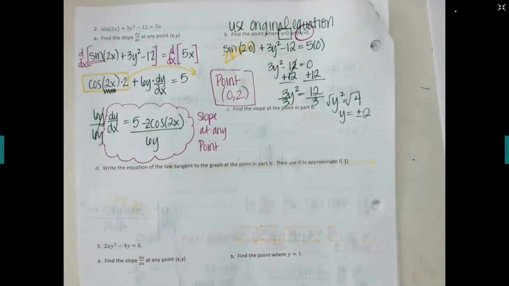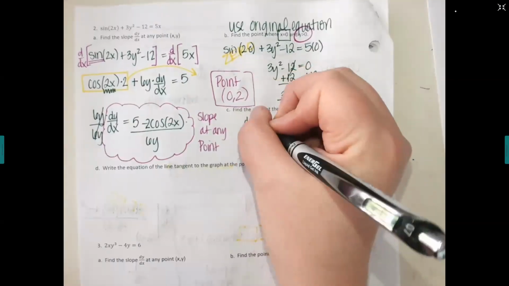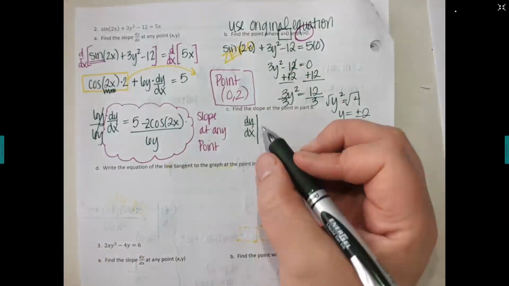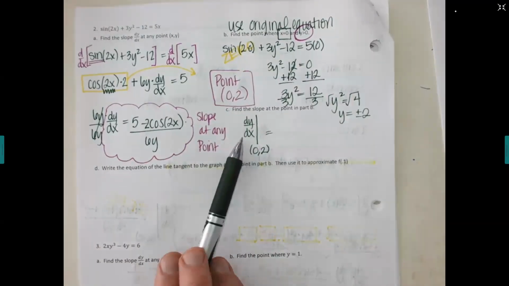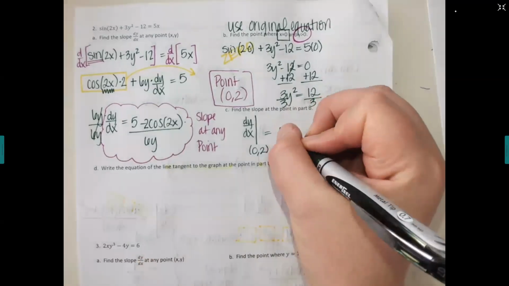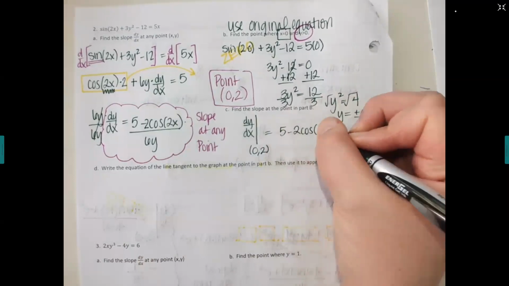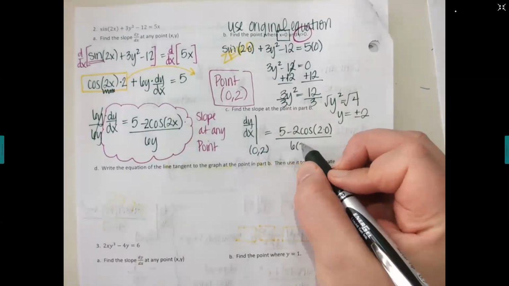All right, now that you have your point, part C says find the slope. So remember, slope, you're going to take that x comma y, you're just going to plug it in. Remember your notation, though, it's going to be dy/dx evaluated at (0, 2). And then we're going to plug it in. So what this means is the slope at the point (0, 2). So I have 5 minus 2 cosine 2x, which is now a 0, and then over 6y, which is going to be a 2.